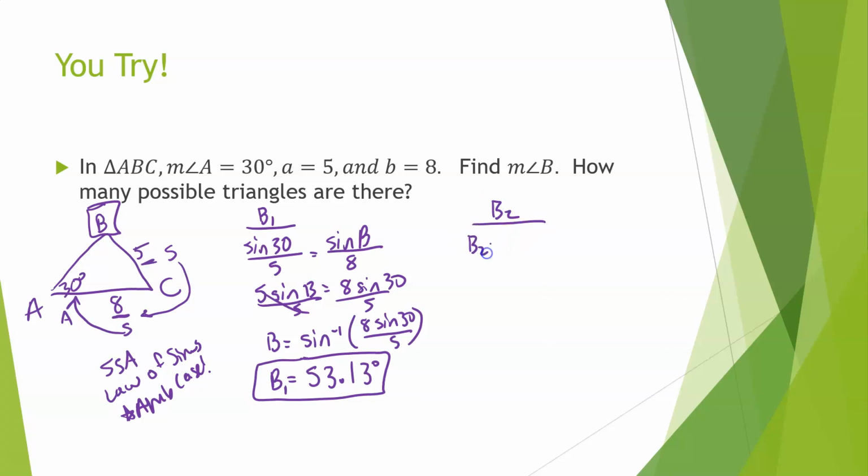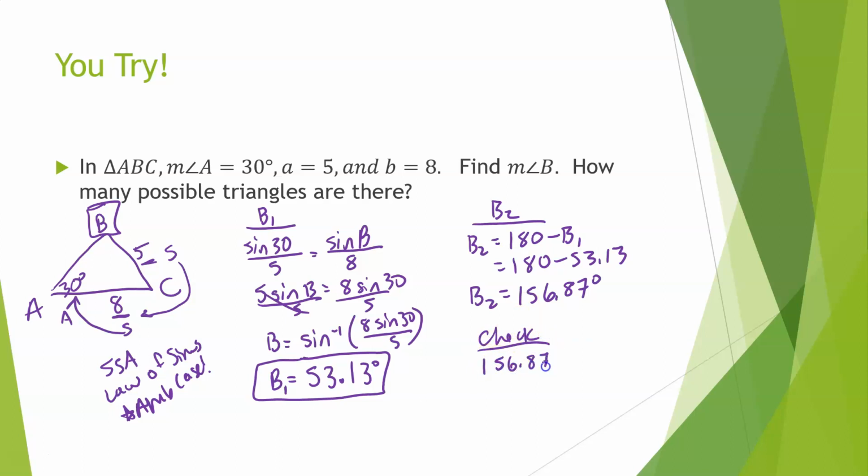To find B2, you're going to start by taking 180 minus the angle you just found. So I do 180 minus 53.13. So if I have a second triangle that works, B2 would be 156.87 degrees. Okay, so if it works, that is my answer, but I need to check it. I take that answer that I just got, 156.87, plus the angle that we know has to be in the triangle. The one they gave me was 30.